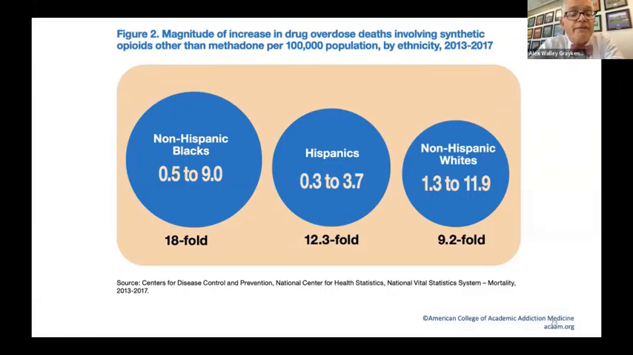So this surge in fentanyl has not fallen evenly on all populations. It actually, as many of the health ills, including the COVID pandemic and other inequities in our society, it's fallen on some racial ethnic groups more than others. And in this case, between 2013 and 2017, non-Hispanic Blacks saw an 18-fold increase in their fentanyl-related overdose death rates. Hispanics saw a 12.3-fold increase, and non-Hispanic whites saw a 9.2-fold increase.